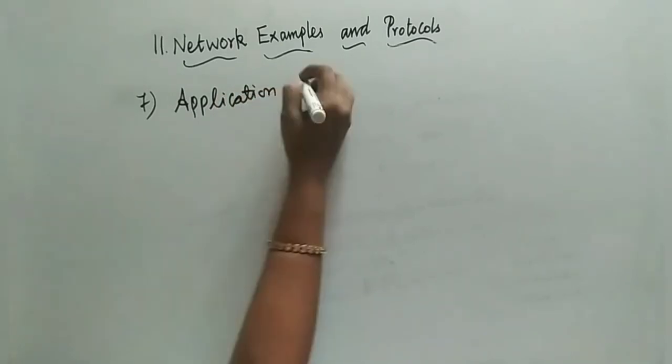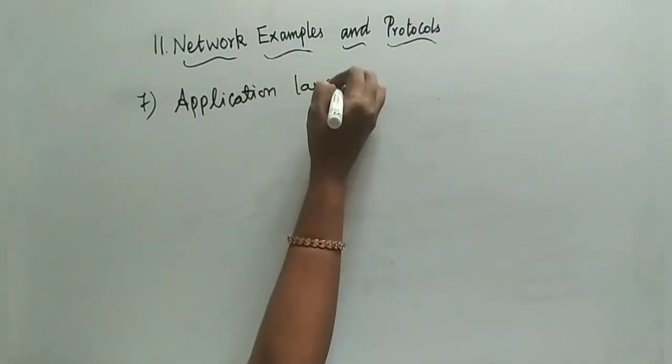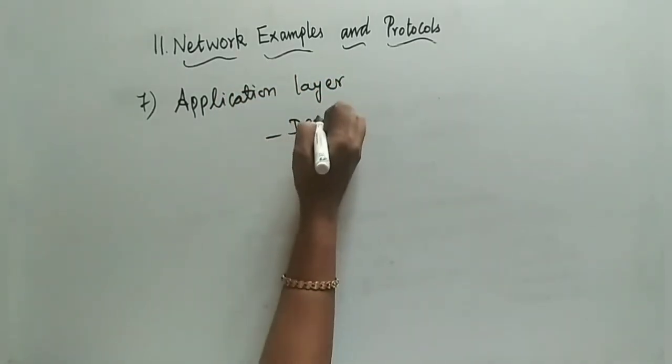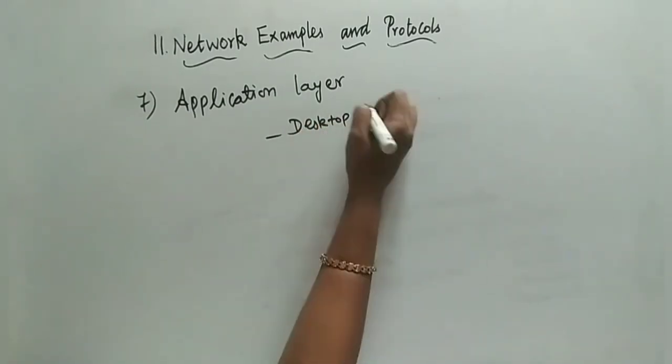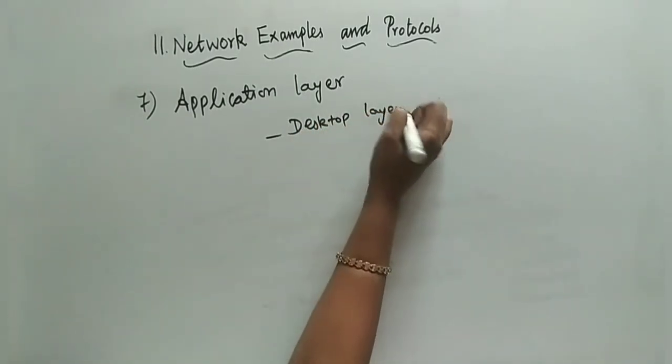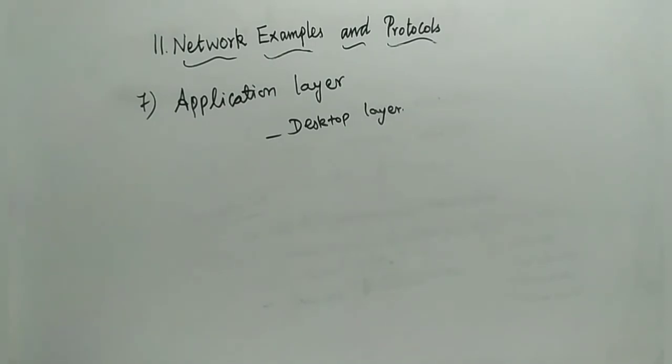This layer is also called your desktop layer. By this term you can understand what an application layer is. In this layer only you are going to have all the software, and this layer acts as the interface between the user and the computer.